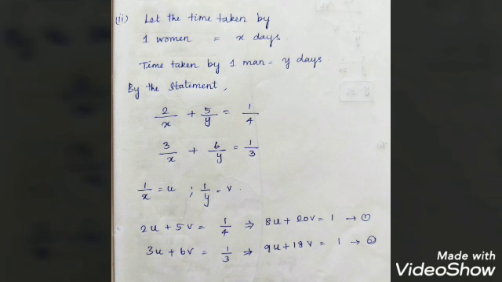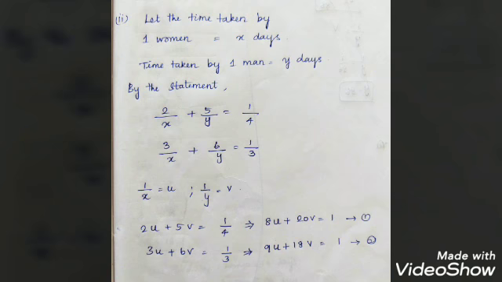Next, your question number 2. A work has been done by a woman and a man. The details they have given. So let the time taken by one woman be x days and the time taken by one man be y days. Okay, we are taking. So according to the statement, 2 women, so 2 by x, plus 5 men, so 5 by y. The 1 day work of 2 women and 5 men: 2 by x plus 5 by y equal to 1 by 4. Next, according to the second statement, 3 by x plus 6 by y equal to 1 by 3.